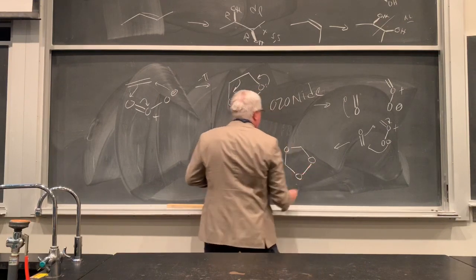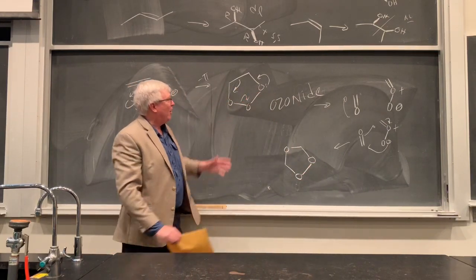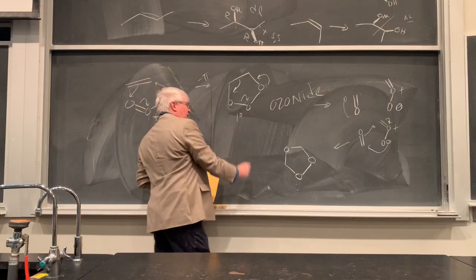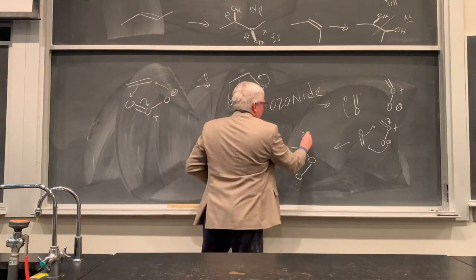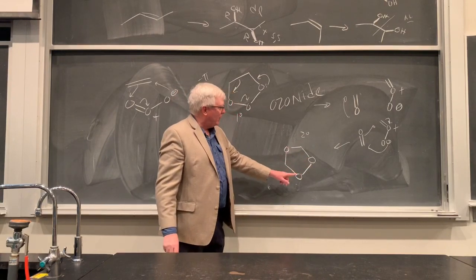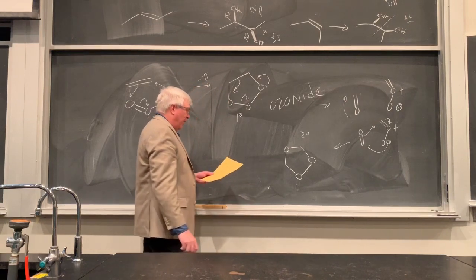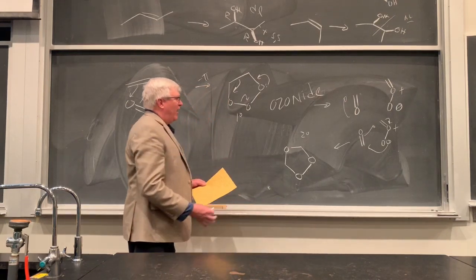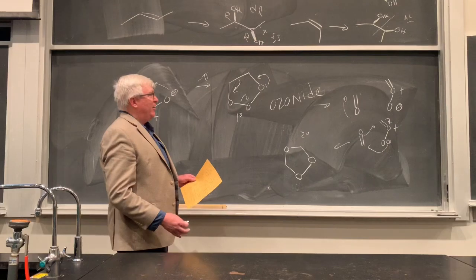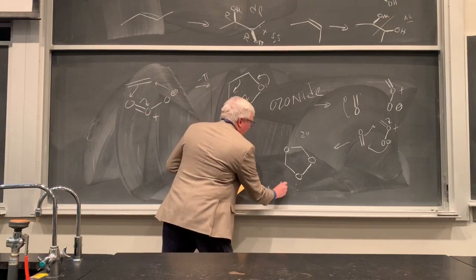Now they're both 5-membered rings. This one has the 3 oxygens together. That's called the primary ozonide. This is called the secondary ozonide, where now the oxygens are not all right next to each other, but you still have this weak oxygen-oxygen bond right here. Now, that will just sit there in the flask after you've treated your alkene with ozone. What you need to do is to add the dimethyl sulfide.